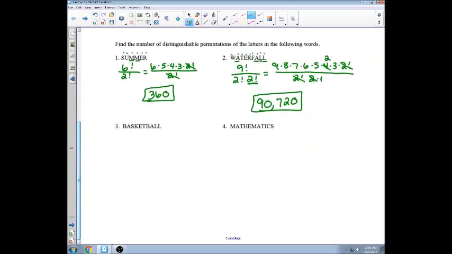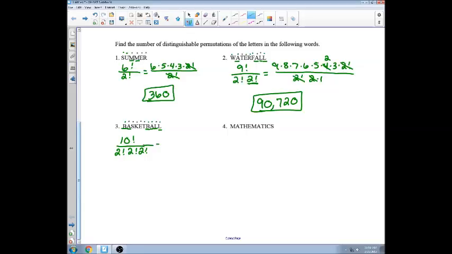On to example 3, basketball. So I have 1, 2, 3, 4, 5, 6, 7, 8, 9, 10 letters in the word basketball, so it's 10 factorial over. Well, the B obviously repeats, so that's 2 factorial because the B happens twice. The A repeats, so that's another 2 factorial because that happens twice. Now the S doesn't repeat, K doesn't, E doesn't, T doesn't, but the L's do again. So I have another 2 factorial.